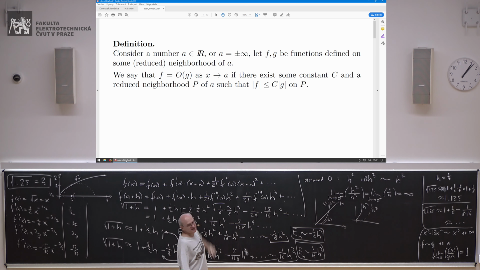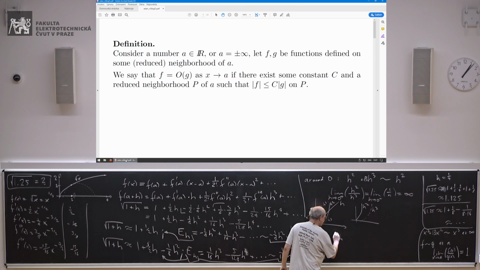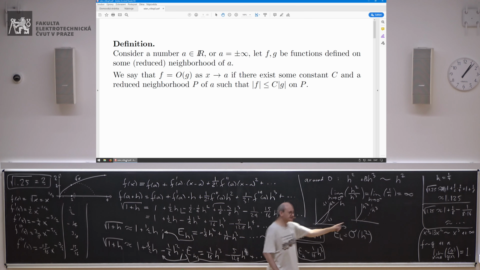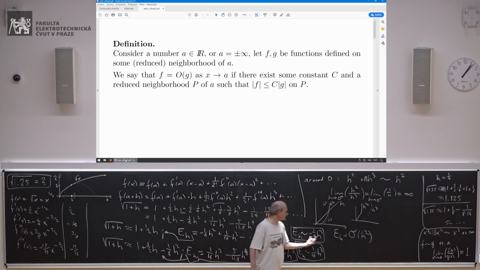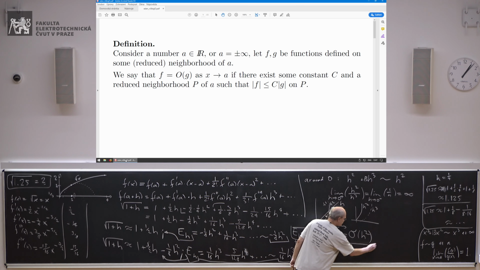If there is an inequality. So f is the function which I have in this definition, and g is the function which I want to use for capturing the spirit of the function. So what I'm claiming here is that the error is capital O of h squared. h squared is the essence of this long formula. And I dropped the constant because I don't care about it. So that would be the notation that I want to introduce here.